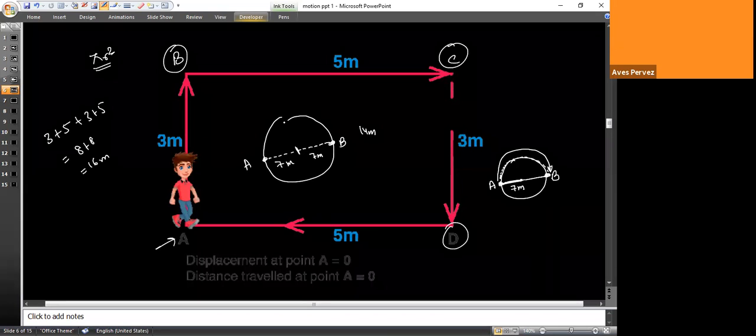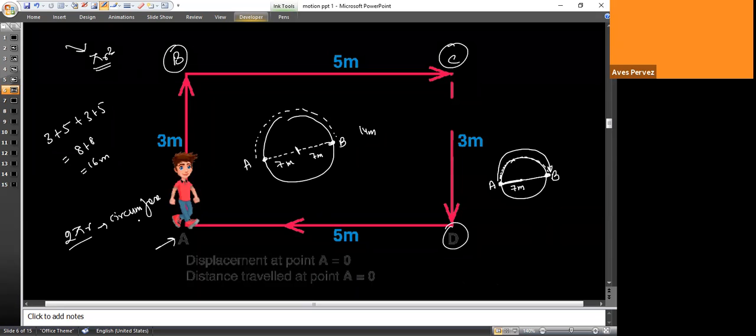Distance covered, actually, is very simple. You have to calculate the length of the half circle. You can say the half circumference of the circle. Sorry, this formula, pi r square, is for area. The formula for the circumference of the circle is 2 pi r.